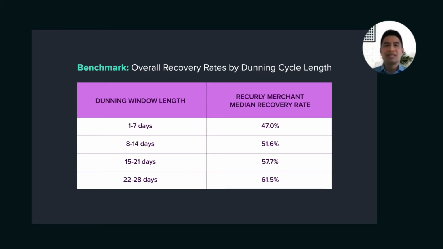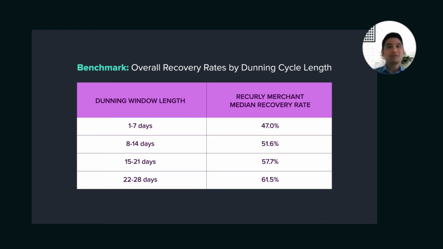Now, one key takeaway here, I'm sure you guys have noticed this, is the longer your Dunning cycle length, the higher your recovery rate. So I'm looking at this. If it's longer, I want my Dunning cycle to be 22 to 28 days. However, like I said earlier, every company is different, and you know your customers better than anyone else.